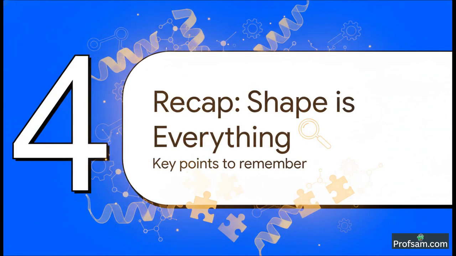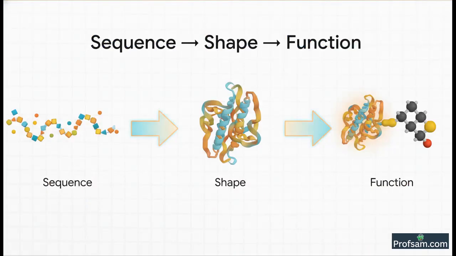So, to summarize our discussion, what are the most important takeaways? What are the key points you must remember? You just need to remember these 3 things. First, there is the blueprint, which is the sequence of amino acids. Second, this sequence causes the protein to automatically fold into a specific 3D shape. And third, this unique 3D shape is what gives the protein its function. So the flow is simple. Sequence leads to shape, and shape leads to function.